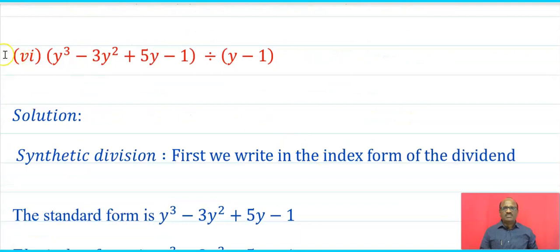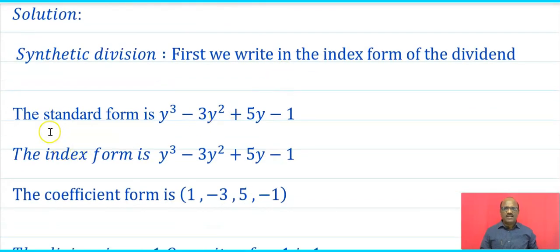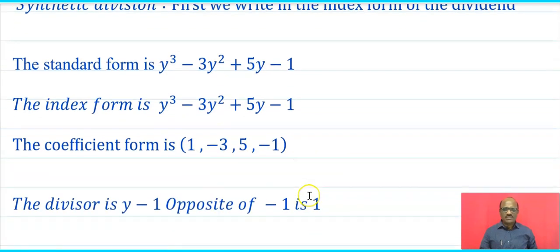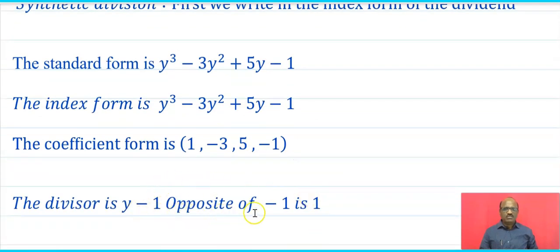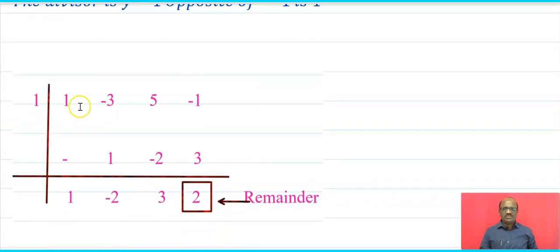Now the last example is y cube minus 3y square plus 5y minus 1 is divided by y minus 1. Now in standard form, y cube minus 3y square plus 5y minus 1. This is in the index form. What are the coefficients? 1, minus 3, 5, minus 1. The opposite of minus 1 is 1. Now 1, minus 3, 5, minus 1.